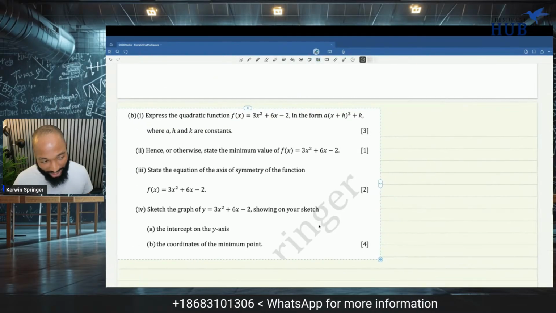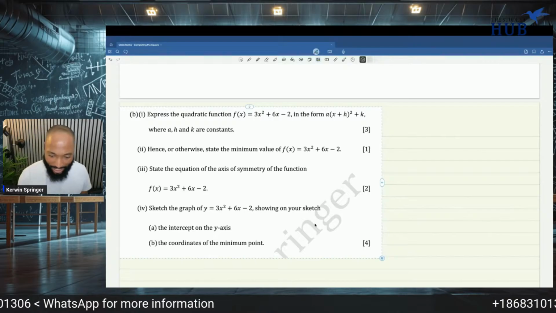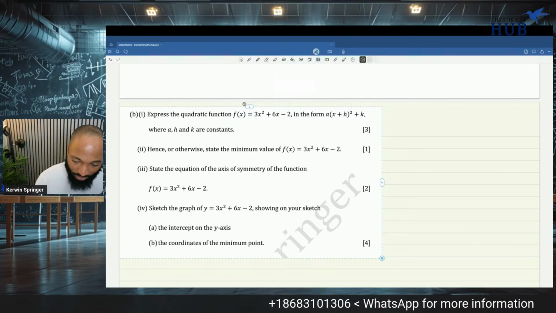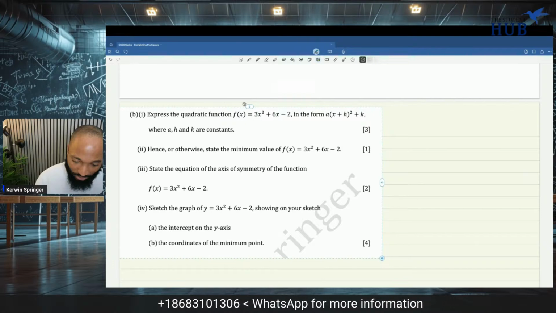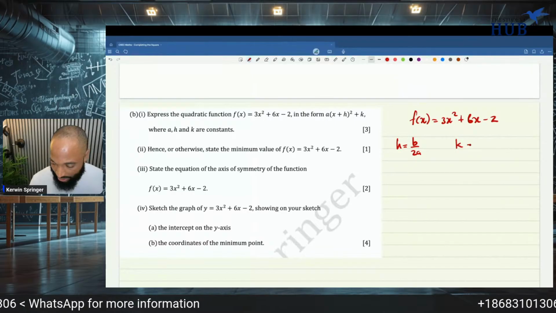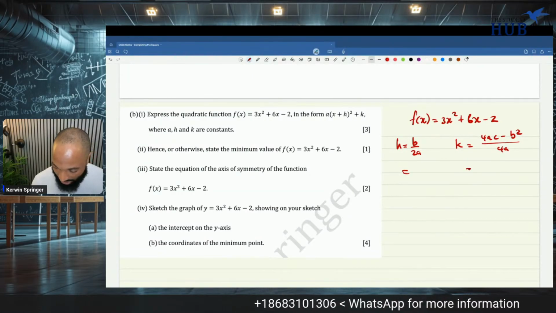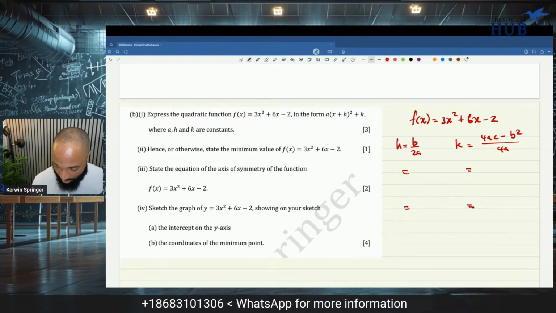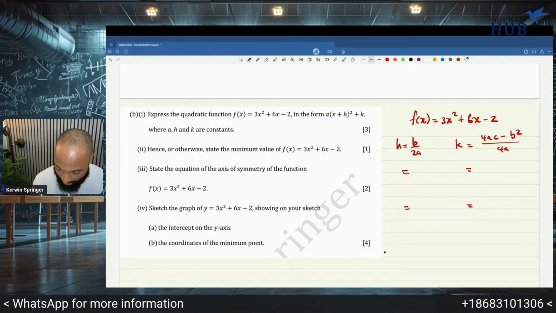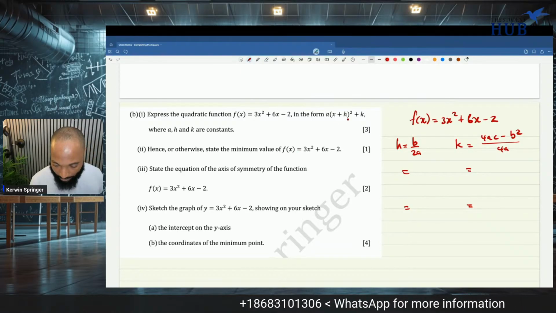Express the quadratic equation f of x. What method? Formula method. Elias said formula method again. So back to formula method, the favored method by students these days. So you're going to write h is b over 2a, k is 4ac minus b squared over 4a. Very quickly, I'm giving you all a little time to get ahead of me. Work out this value. Once you get this, you'll write it in this format.